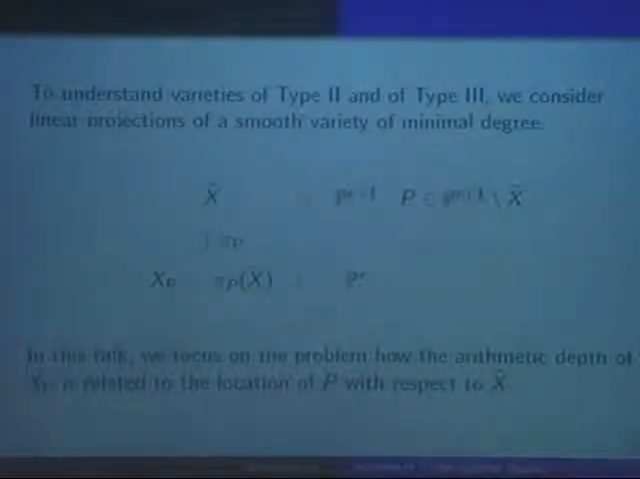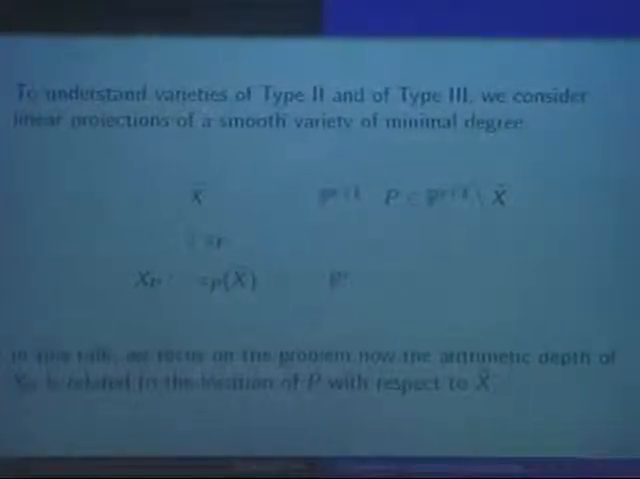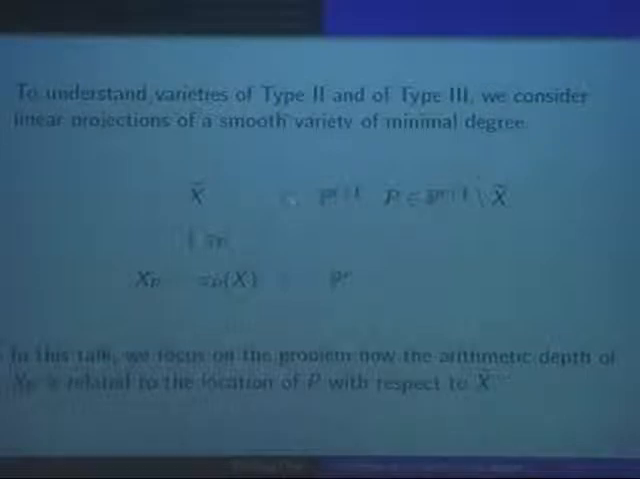Okay, so now to understand varieties of almost minimal degree of type 2 and type 3, we consider linear projections of smooth varieties of minimal degree. That is, here X tilde is a variety of minimal degree embedded in (i+1)-dimensional space, and P is a point outside of X tilde. And we consider X_P as the projection image of X tilde from P. Then X_P is always a variety of almost minimal degree. And today I want to describe the arithmetic depth of X_P according to the location of the point P. Because X_P is obtained as the image of a linear projection, it is natural to expect that there is a precise relation between the properties of X_P and the location of P with respect to the original variety.